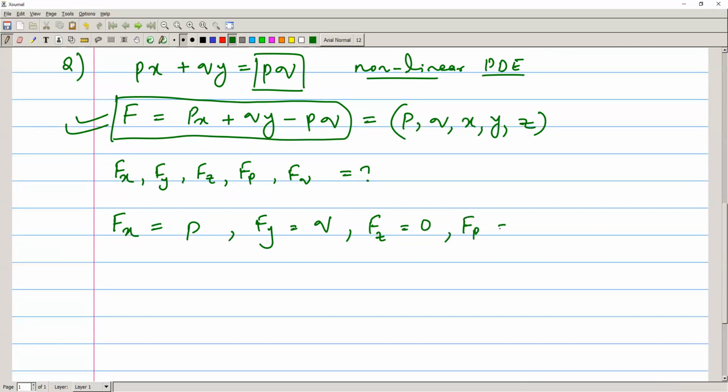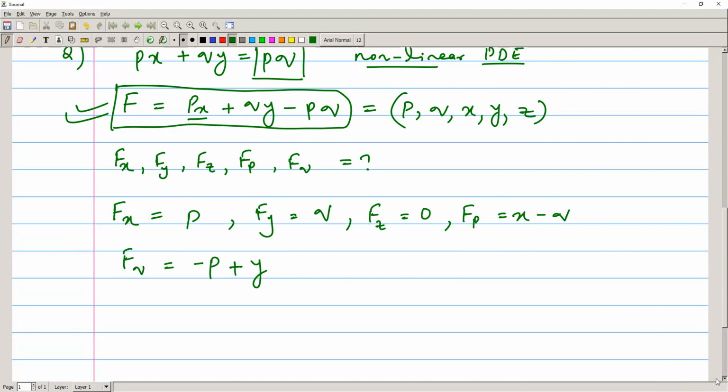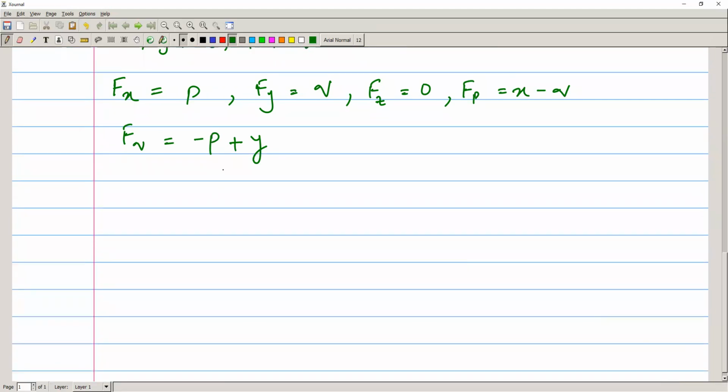Then fp will be equal to x minus q, and then fq will be equal to negative p plus y. Now you see we found all of fx, fy, fz, fp, and fq. So now we'll apply these to the general equation which we call equation number 1 above.